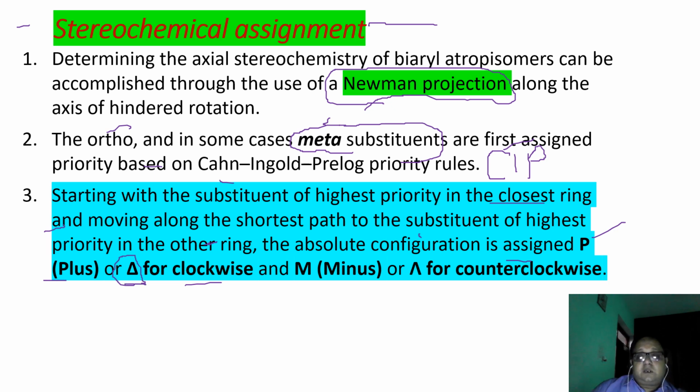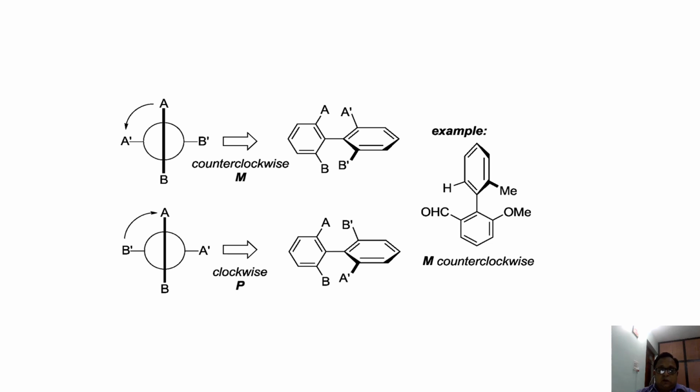If one moves in the counterclockwise or anti-clockwise direction, then the assignment is M or minus, and it is also represented by this symbol. So this discussion I will take up in the next slide with an example. In order to simplify the configurational assignment, let's divide this whole procedure into steps.